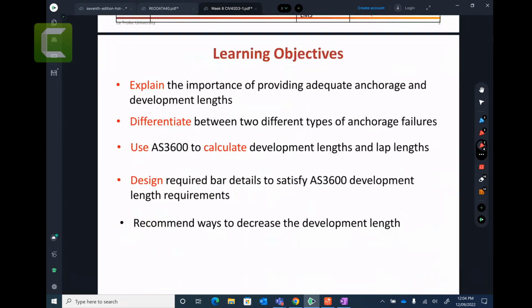Now, what are you going to do this week? Once you attend these lectures and the workshop, you can explain the importance of providing adequate anchorage and development length for the reinforcement. You can differentiate between two types of anchorage failures that I will explain. You can use AS3600 to calculate the development length and lap length. I will take you through examples and some theory, and you can design the required bar detail to satisfy AS3600 development length requirements. And I will share a recommended way to decrease the development length, with some of the details.